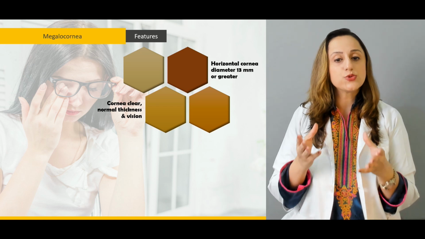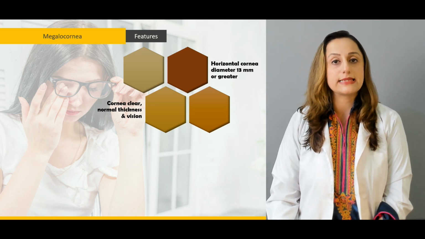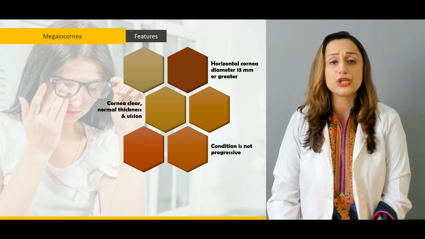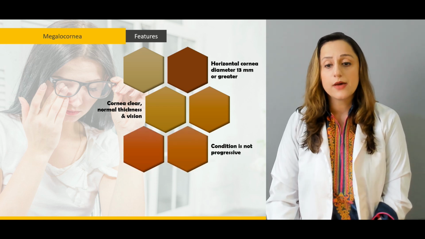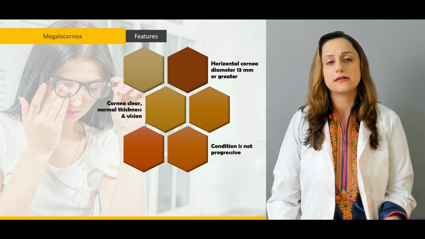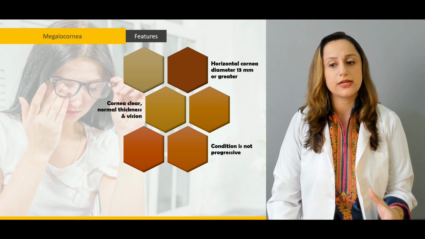The cornea is usually clear. There is a normal thickness and vision seen in these individuals. The condition is not progressive at all because there is no opacity, of course, seen in this individual. There are just slight diameter changes that are observed.